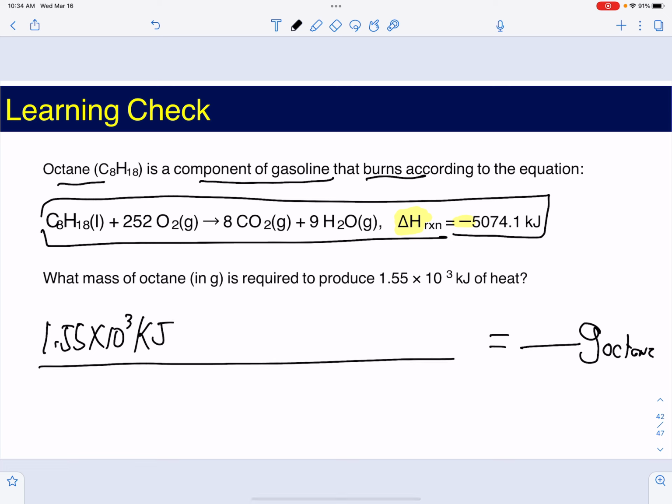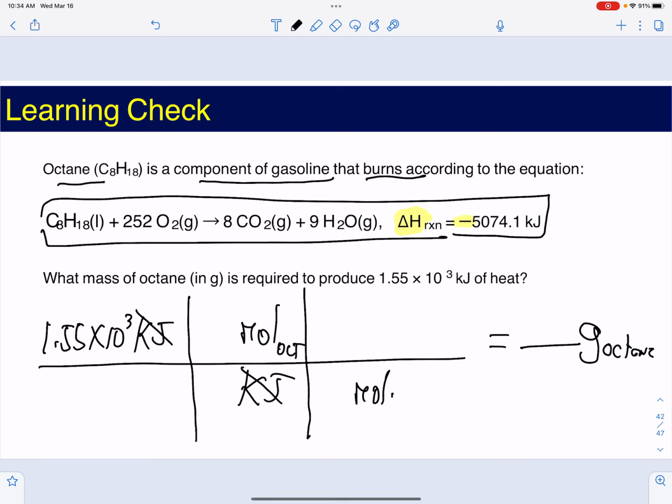Remember, like I told you before, this is nothing more than conversion factors. I do not want my kilojoules because I want the grams of octane, but I have a balanced equation. A balanced equation is never given in grams. It's always, always, always moles. So you're going to have to find the moles first, and then you're going to get rid of the moles of octane using the molar mass of octane.